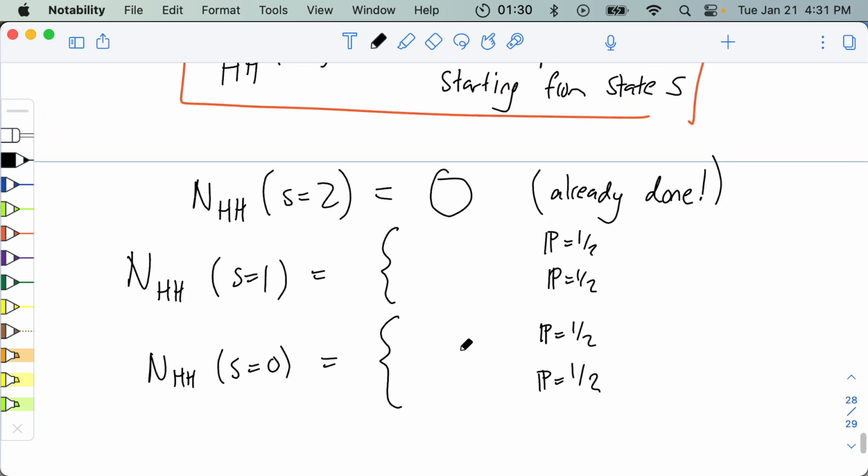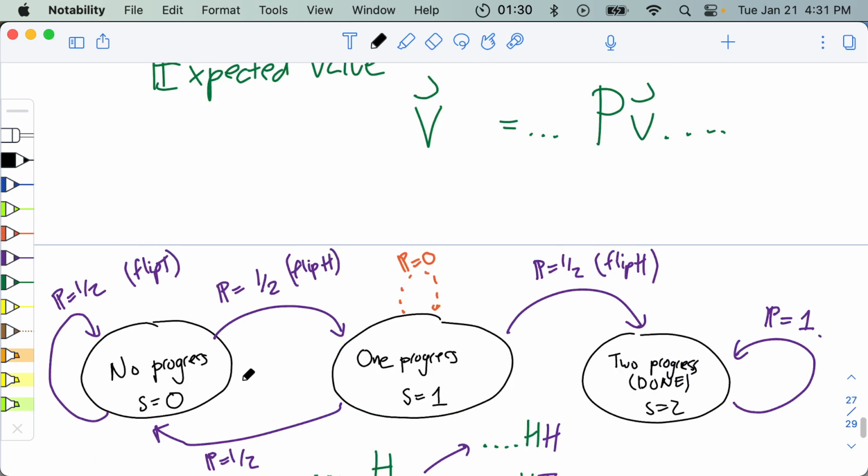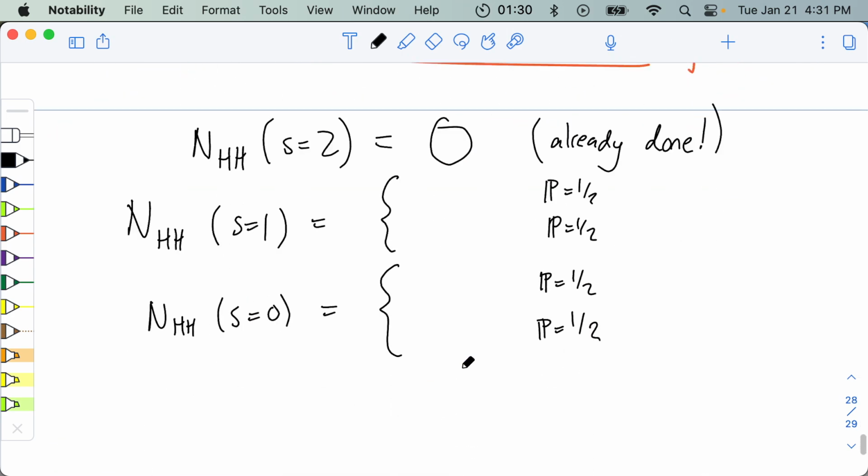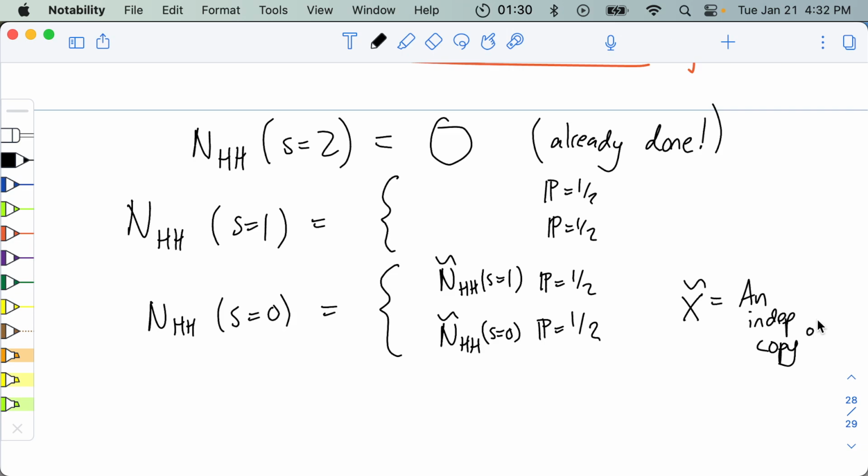So if you are at s equals 0, then what happens? Half the time you stay at 0, and half the time you move up to 1 progress. So half the time it's going to be another copy of N_{HH}(0), and half the time it's going to be another copy of N_{HH}(1). Here, tilde means an independent copy, like we did with X tilde last class. I don't know what this is, but I can relate it to itself. In this case, it's related to when s equals 1 and s equals 0.